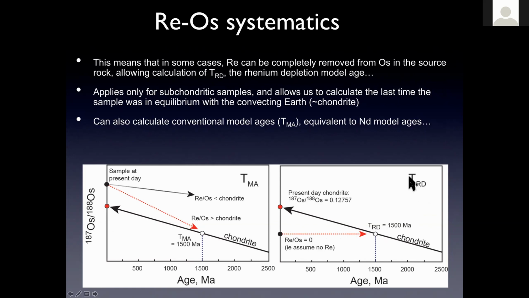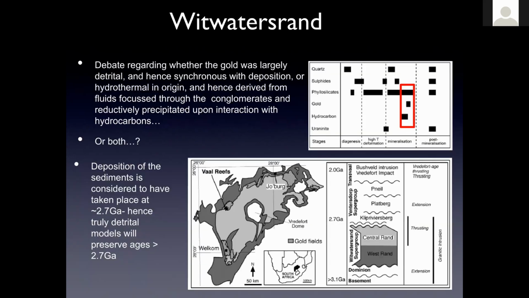And these are called rhenium depletion model ages, and they apply only to samples that, if we measure today, have subchondritic ratios. Now, there's a lot of jargon thrown in there, but these are pretty handy tools sometimes. So I thought a good place to start was to have a look at how this combination of techniques perhaps gives us some clues for some of the world's biggest ore deposits.